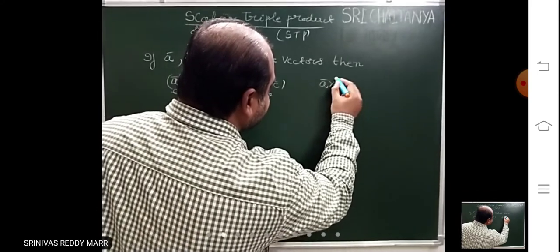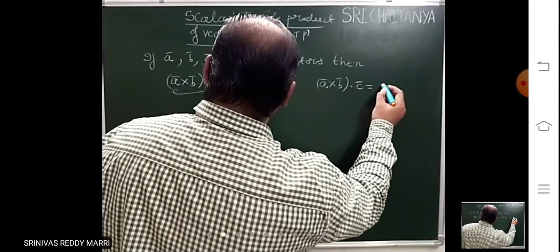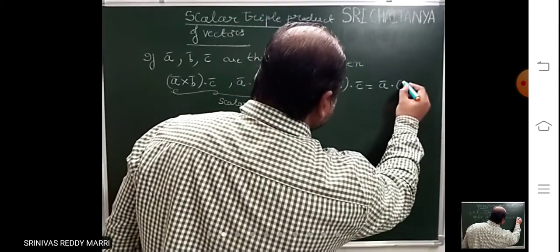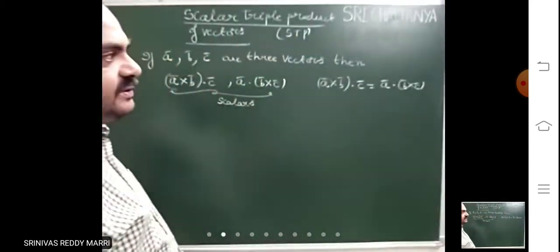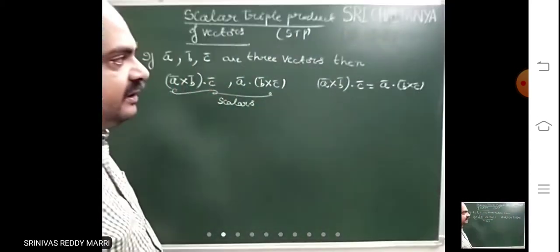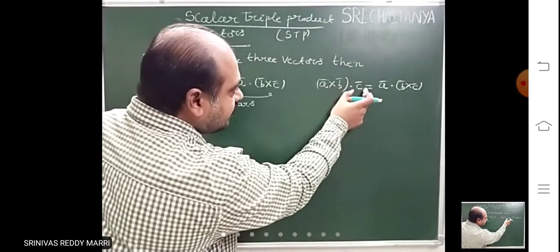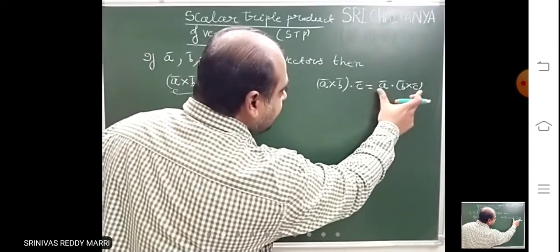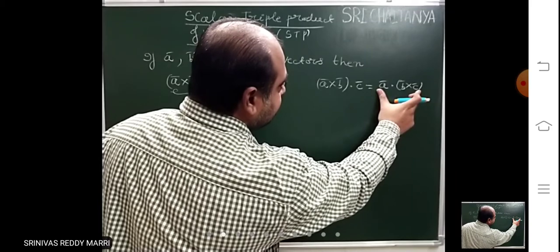If A bar, B bar, C bar are three vectors, while telling the geometrical interpretation, I will tell why they are equal. For the time being, in tomorrow's class it will come why they are equal. If you take any three vectors, A bar cross B bar dot C bar and A bar dot B bar cross C bar will be equal.